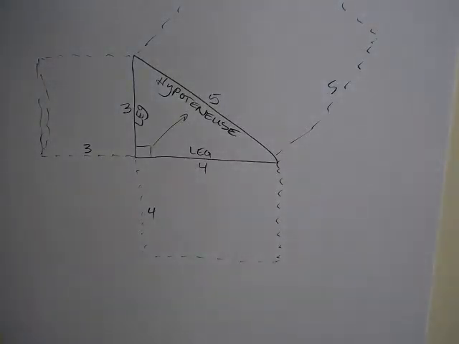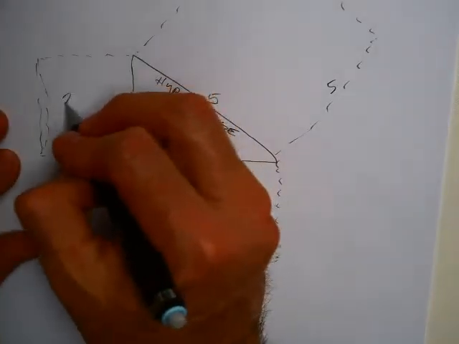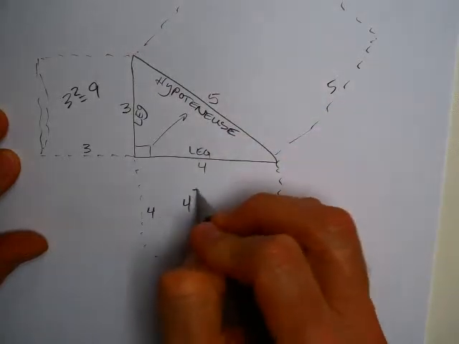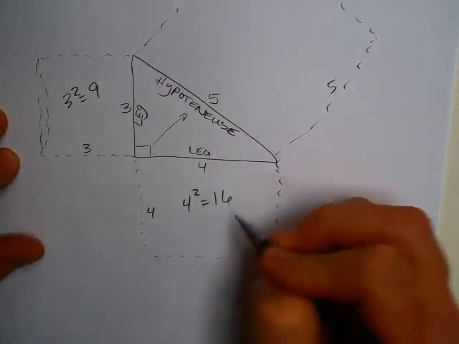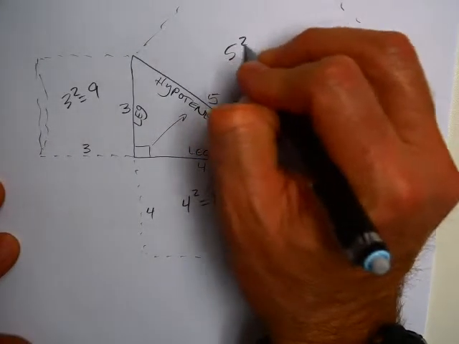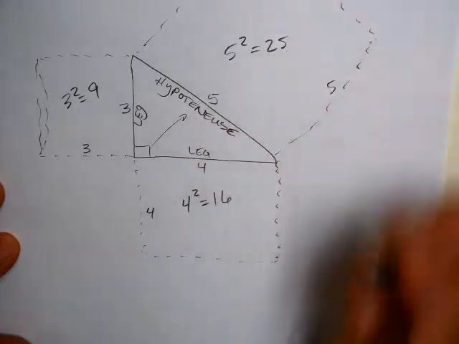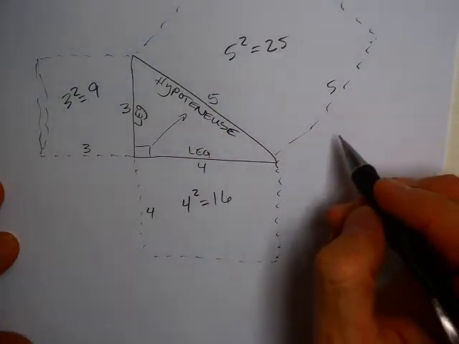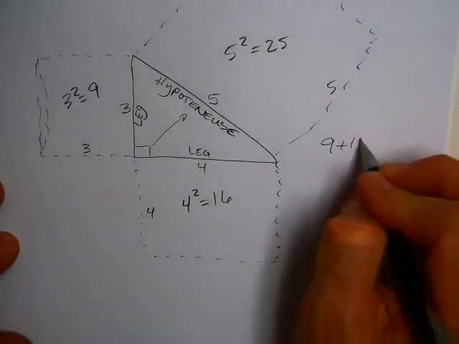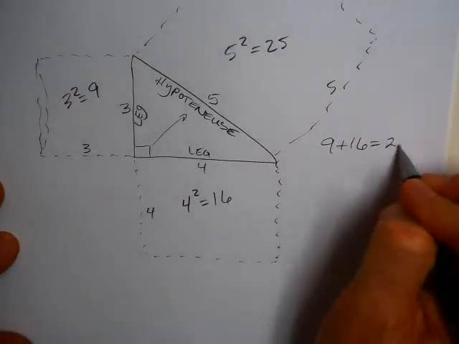And then he noticed something. He said, gosh, if I find the area of all of these boxes, 3 squared equals 9. 4 squared equals 16. So a length times width, or a base times height, right? And he noticed that 5 squared equaled 25. And then he noticed something really cool about that. The sum of the squares, 9 plus 16, equaled 25.